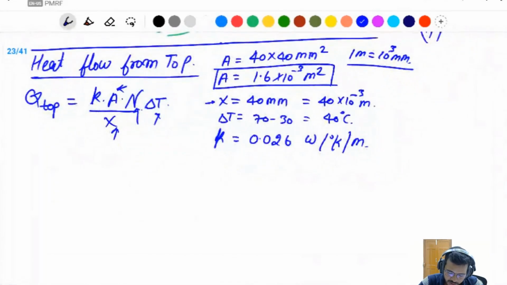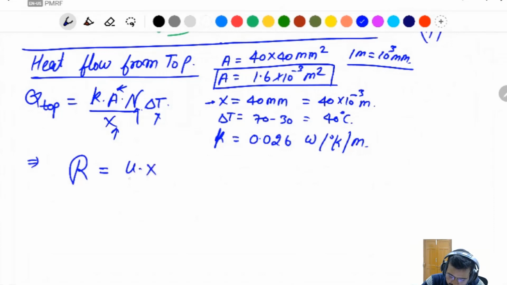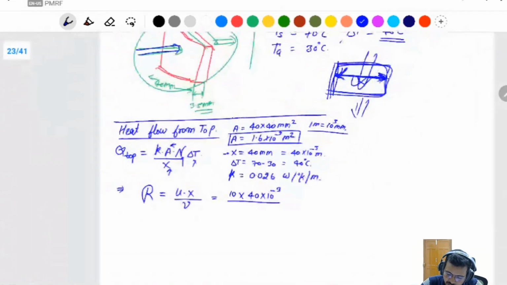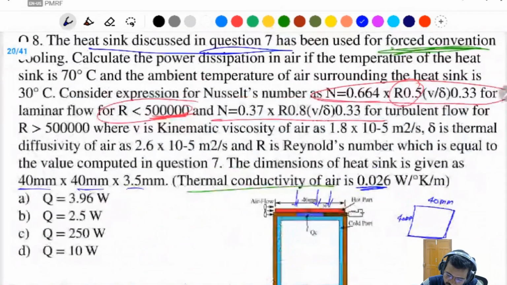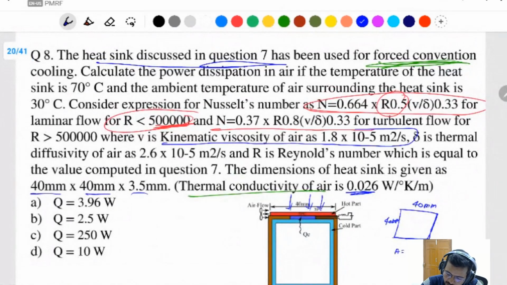All of the things are there, but n is not there. To calculate n, first of all find the Reynolds number. Reynolds number is u x divided by the viscosity of the air. The velocity is 10 meters per second. x is 40 mm, which you can say is 40 into 10 to the power minus 3 meter. And the viscosity of air is also mentioned in the question. Kinematic viscosity of the air is 1.8 into 10 to the power minus 5 meters square per second.